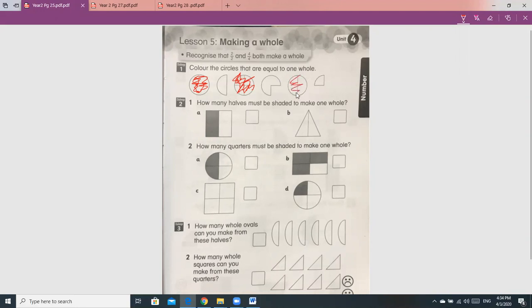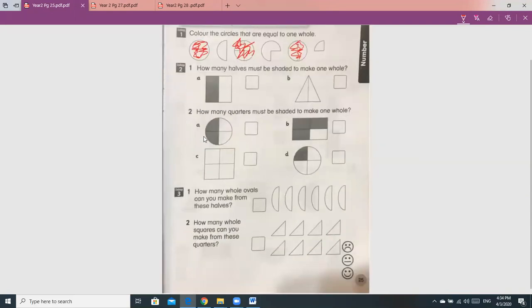I will color all of it. Is this a whole? No, it's a part. It's what? A quarter. Excellent. This is a quarter, and this is a half. Excellent. Let's see the second question. It asks, how many halves must be shaded to make one whole?